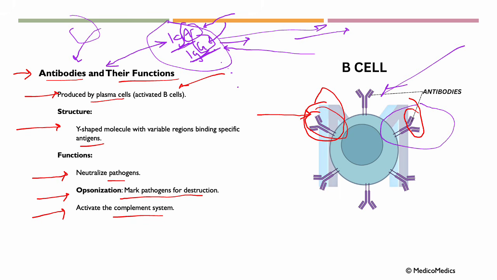Then we have the constant region, and that's the stem of the Y. And it is less variable and determines the class of the antibody. So when we talk about the class of antibodies like IgA or IgG or IgD, for example, we're talking about something that is defined here at the stem of the antibody. And this region interacts with immune cells and other molecules to carry out different immune responses.